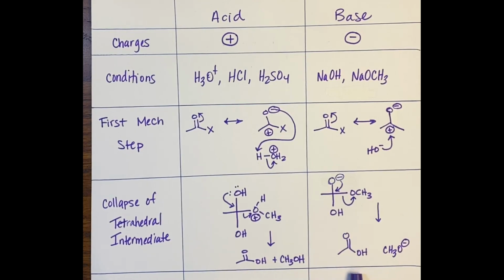Under the basic conditions, we have a tetrahedral intermediate that looks like this, where we have that O- charge in our tetrahedral intermediate, and as it collapses back, it's going to push out the methoxide ion in this case and leave us with the carboxylic acid, which we know immediately leads us to an acid-base reaction in our saponification reaction.